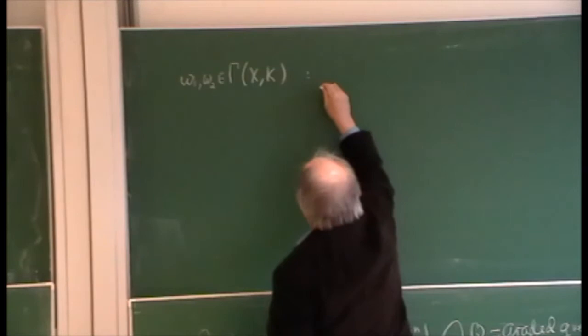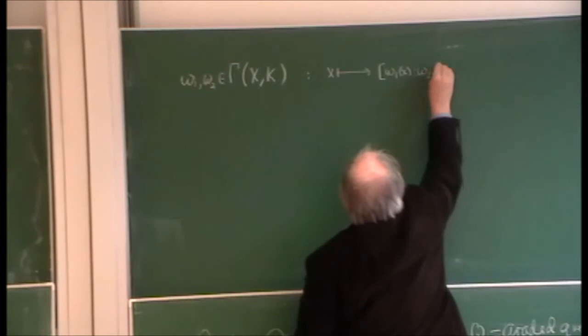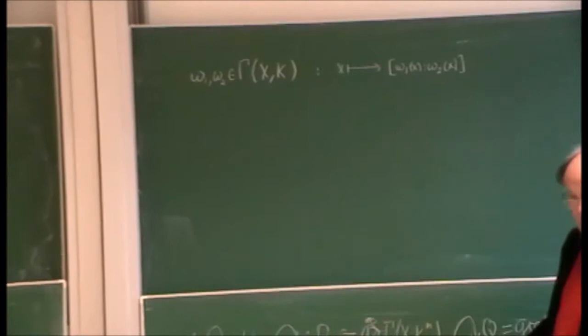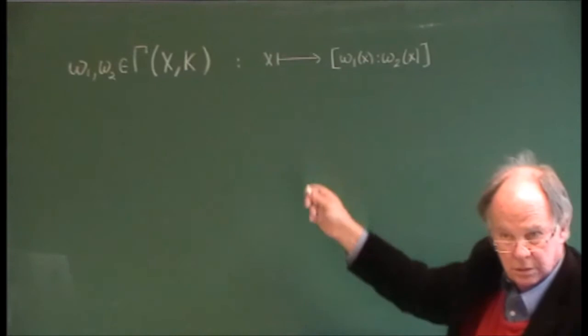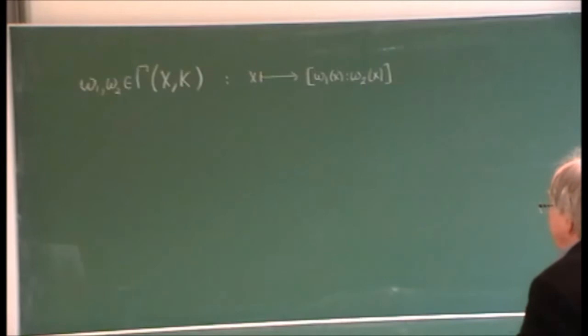X goes to homogeneous coordinates, omega 1 of X, omega 2 of X. Right? Because omega 1 and omega 2 are not defined completely, but they're defined up to multiplicative transitions, both with the same multiplicative transition that cancels out in homogeneous coordinates. In some sense, you can just say, at each point they span a line in C2. So that's good. Let's not worry about base points here. Assume everything is okay. So this gives us a map to P1.